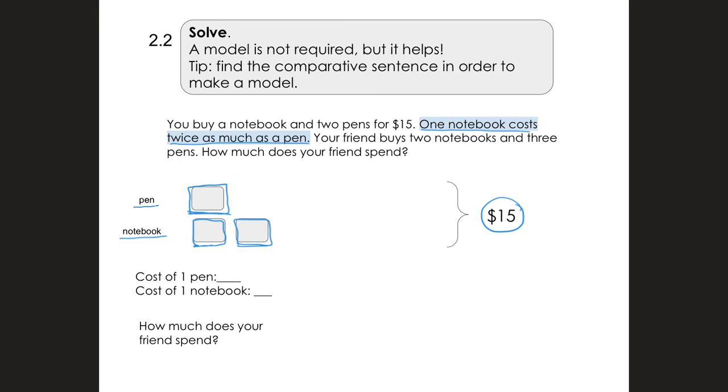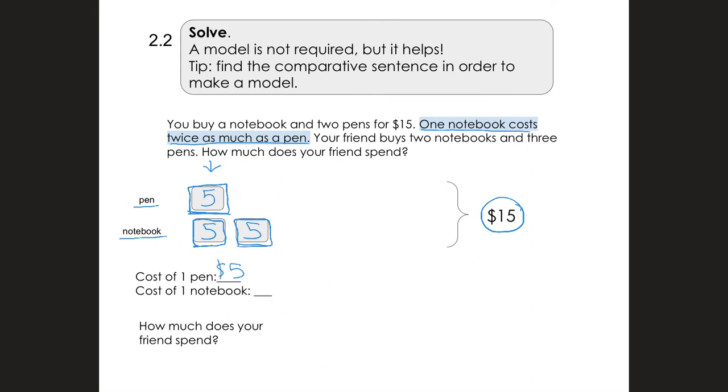I could also say 3 times what equals 15? Well, I know my answer is 5. Because 3 times 5 equals 15. I can have 3 groups of 5, and if I add those together, it gives me 15. So what is the cost of 1 pen? Well, 1 pen costs $5.